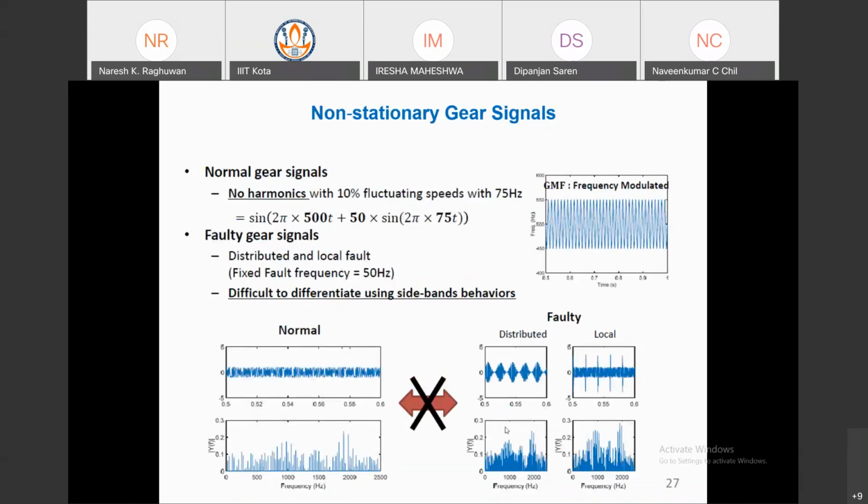Okay, so for non-stationary signals, you have to work on that. Some research papers are also coming on non-stationary signals, where researchers are applying different signal processing techniques. So how to analyze non-stationary signals for fault diagnosis is the question.